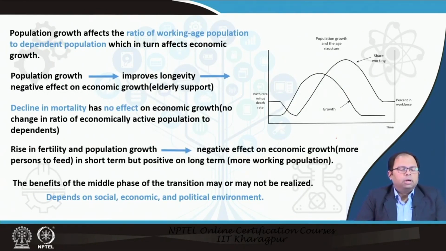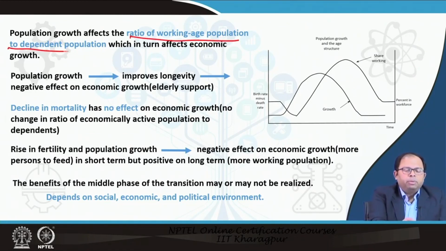So to summarize this discussion, we can say population growth affects the ratio of working age population to dependent population, which in turn affects economic growth. This ratio is very, very important. In this particular figure, this is the growth rate. Initially growth is less, then growth increases, then growth falls down.